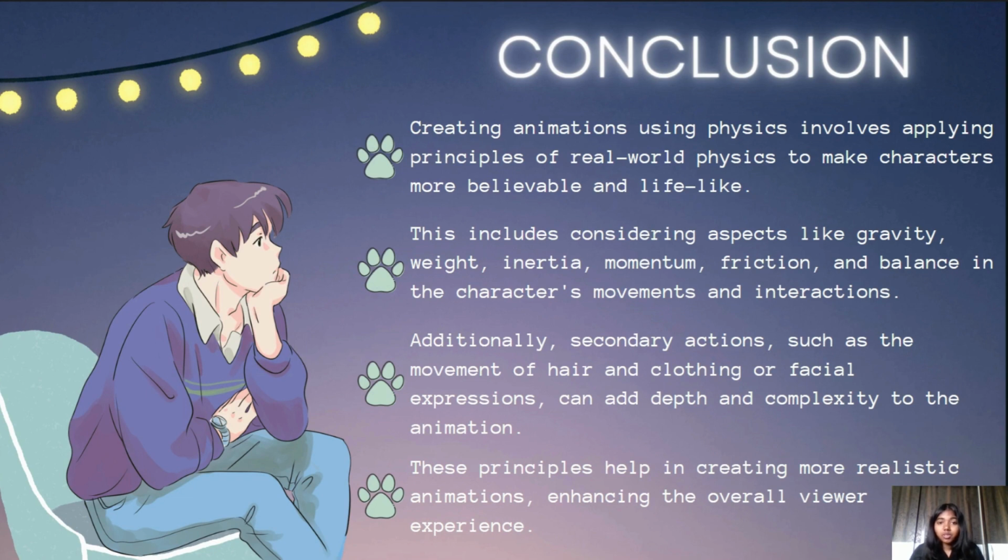Creating animations using physics involves applying principles of real world physics to make characters more believable and lifelike. This includes considering aspects like gravity, weight, inertia, momentum, friction, and balance in the character's movements and interactions. Additionally, secondary actions such as the movement of hair and clothing or facial expressions can add depth and complexity to the animation. These principles help in creating more realistic animations, enhancing the overall viewer experience.